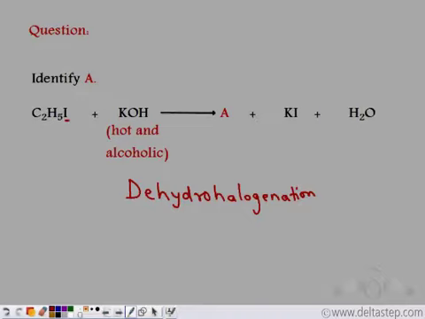So the iodine goes and forms KI. The hydrogen atom goes with OH to form water and we are left with C2H4. So A in this case is C2H4, which is ethene. So in the presence of hot and alcoholic potassium hydroxide, the iodoethane undergoes a process known as dehydrohalogenation to form the gas which is ethene.